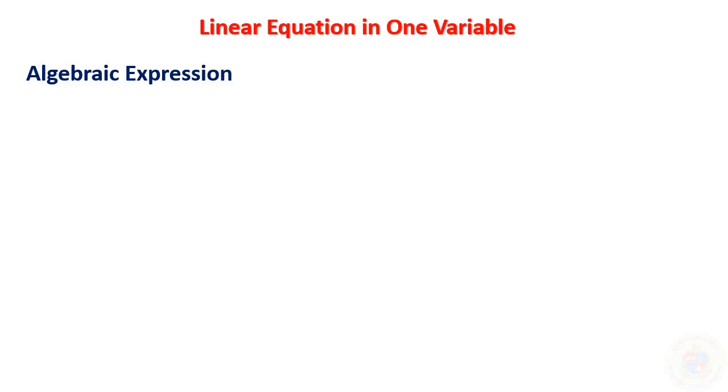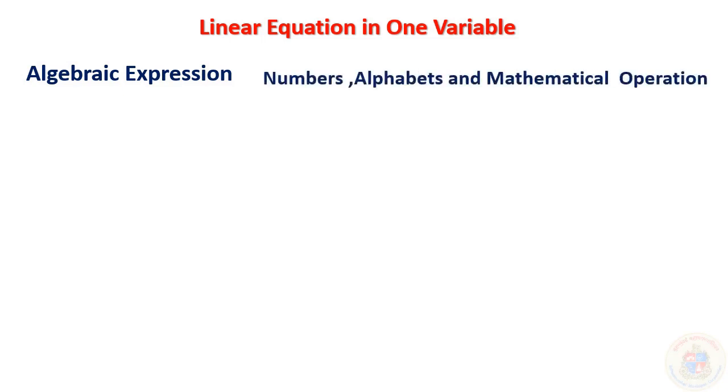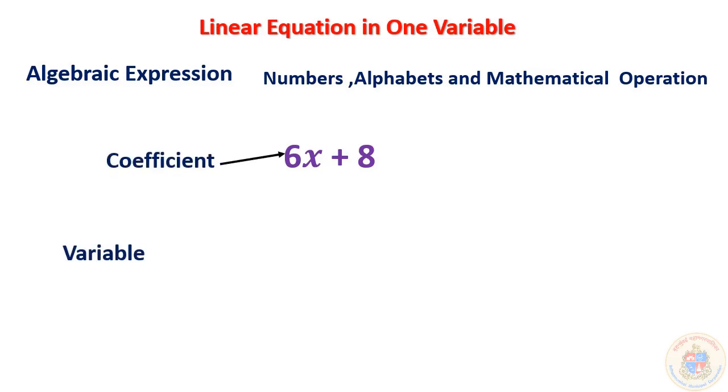But before that, you studied about algebraic expressions, which was the beginning of the concept of unknown quantity, which can be represented with alphabets. Numbers, alphabet, mathematical operation, all these things together we named as algebraic expression. And we know that there will be a coefficient, just like 6 in this case, then a variable, whose value can be anything, like x in this case, and a constant, which has a fixed value. All these things are known to you, but just revising it.